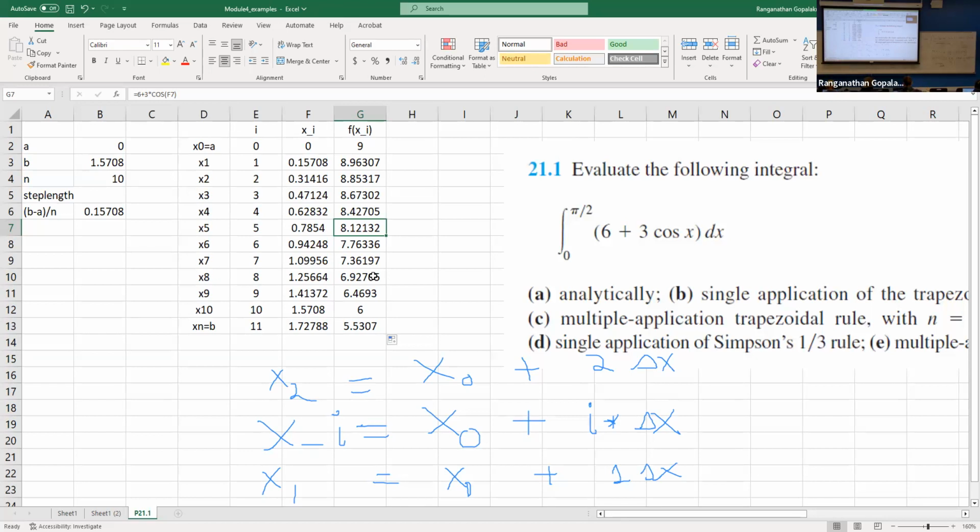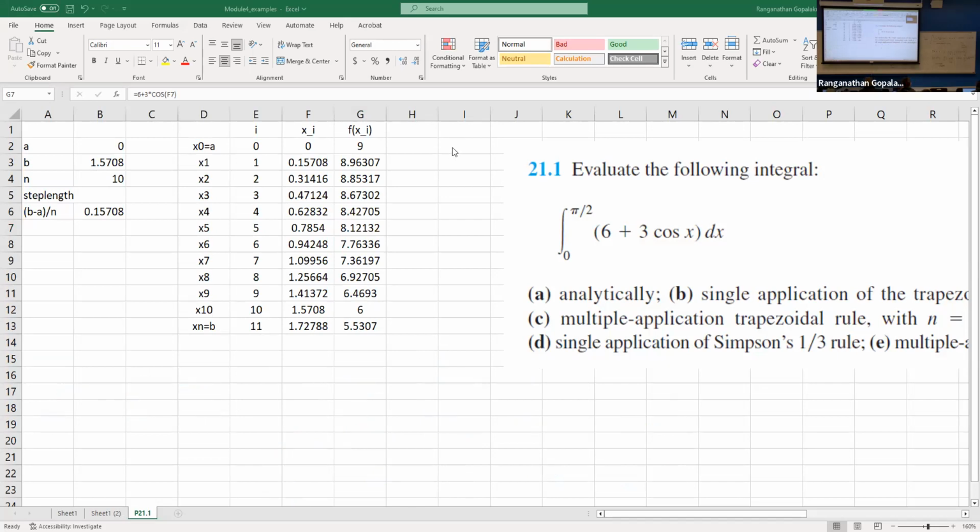Those who are trying, are you able to get up to here? Can you just explain one more time how it's 11 points but 10 segments? If you take a very simple example, x0, x1, x2, how many points are here? 3. How many segments are here? 2. Any other questions?